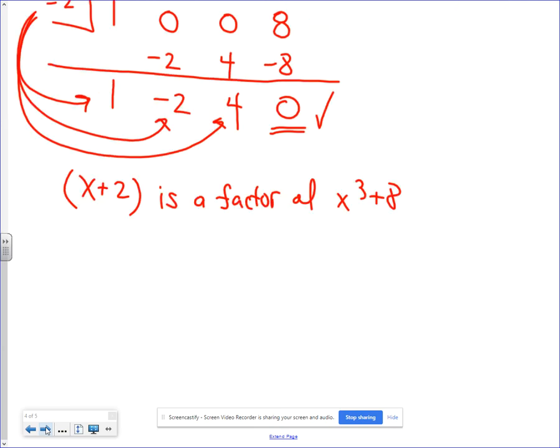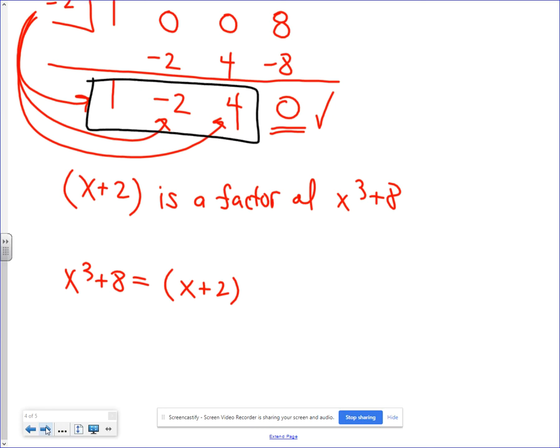So what that means is x cubed plus 8 factors like this. One of the factors is x plus 2. Okay? And then the other factor is this. And remember, your answer is always 1 degree less. So it was a cubic. So this is your x squared term. This is your x term. This is your constant term. So the other factor would be x squared minus 2x plus 4. The remainder was 0. It goes into it evenly. So this is how I could have factored x cubed plus 8. Using division is another method for factoring.